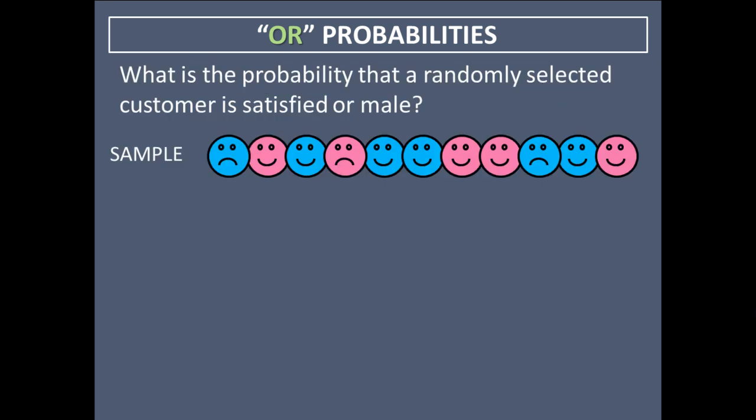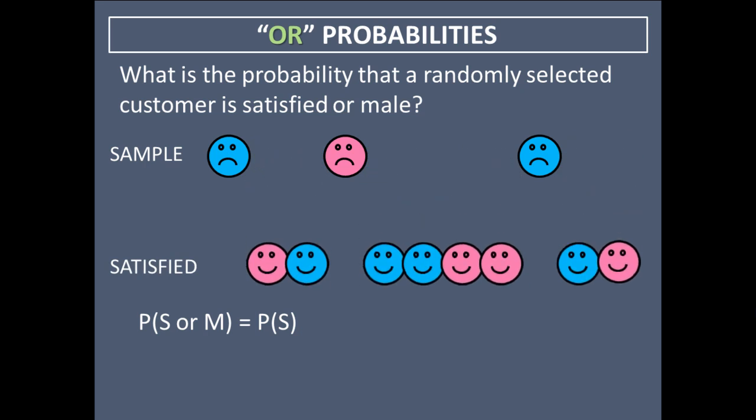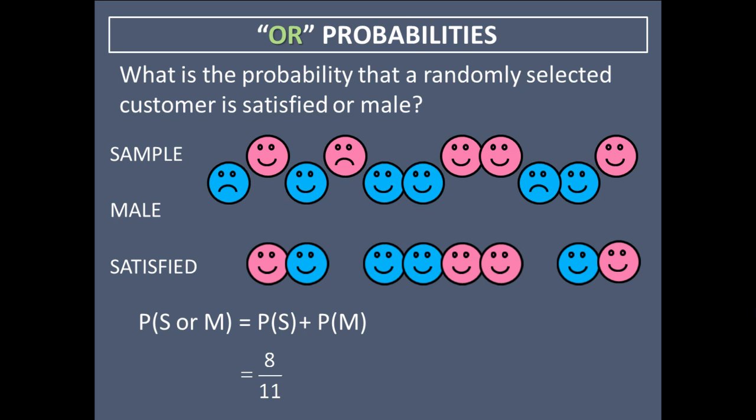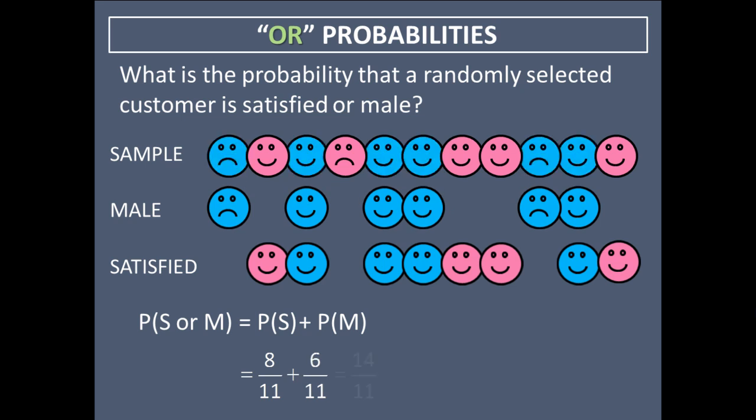If we look at this example, what is the probability that a randomly selected customer is satisfied or male? So satisfied or male, the probability of being satisfied we see is 8 out of 11. The probability of being male is 6 out of 11. If we add those two probabilities together, we get that the probability of being satisfied or male is 14 out of 11.